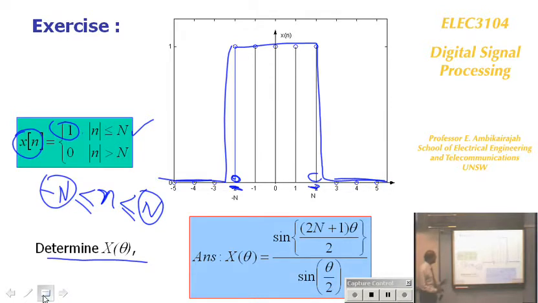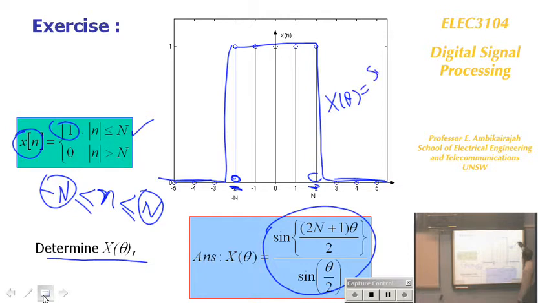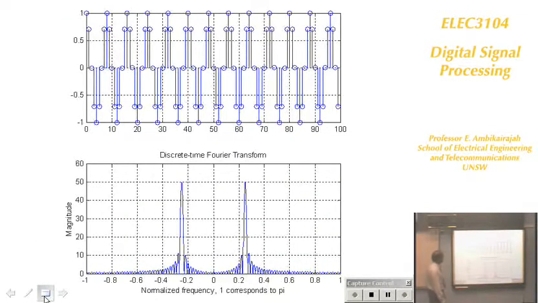So you go back and apply the formulas the way I did it, and you can show that the answer comes as X(theta) in the form of sine N theta over sine theta. That's the form you get. So you must try this example yourself and see whether you are able to get that answer. That's a sort of sinc function form.